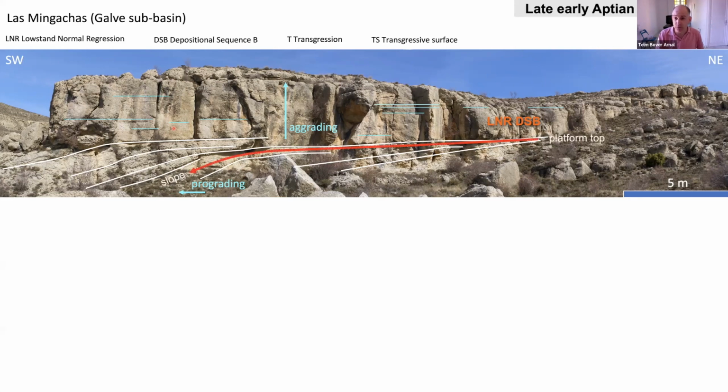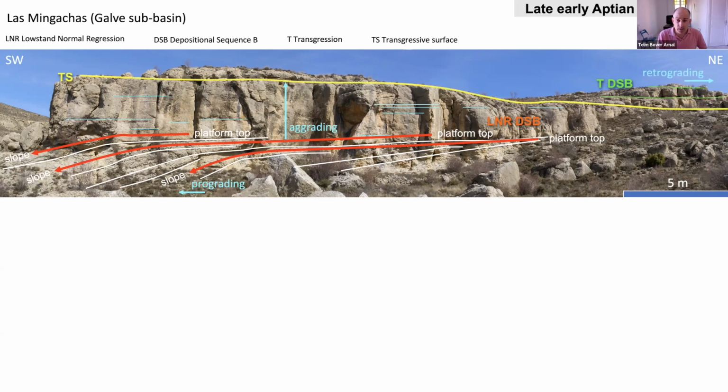Here we are at the platform top, and we pass laterally into the slope. The platform margin would be located here, and there is no barrier, no rim protecting a lagoon behind. Platform top passes laterally into the slope. We have flat top, non-rim carbonate platforms.